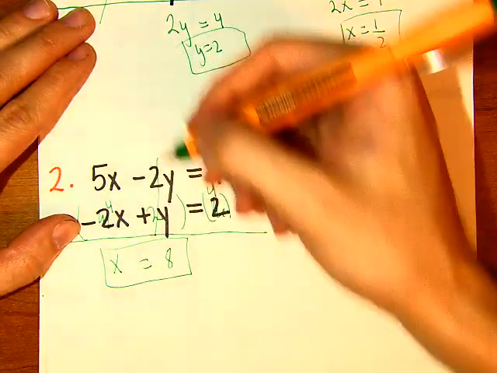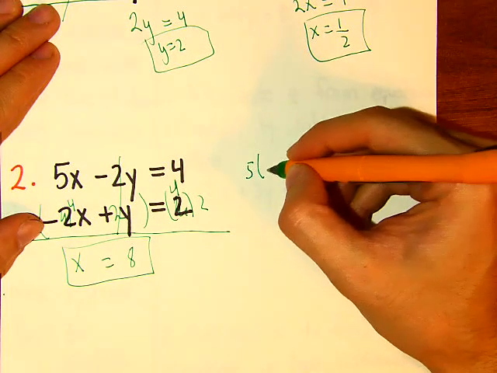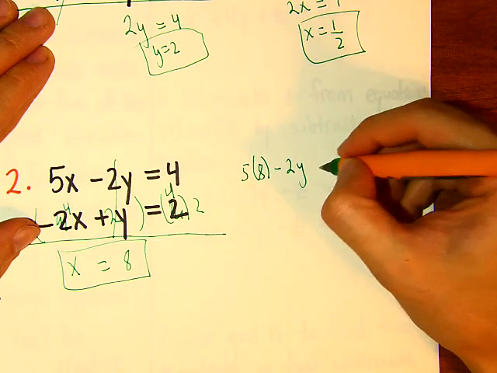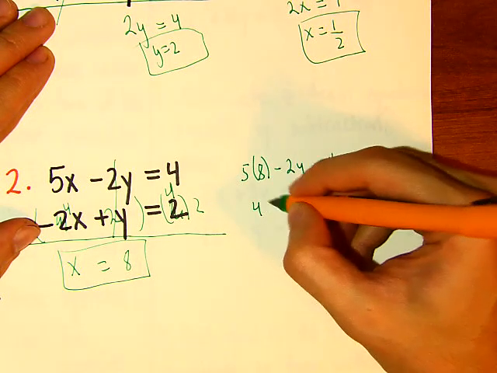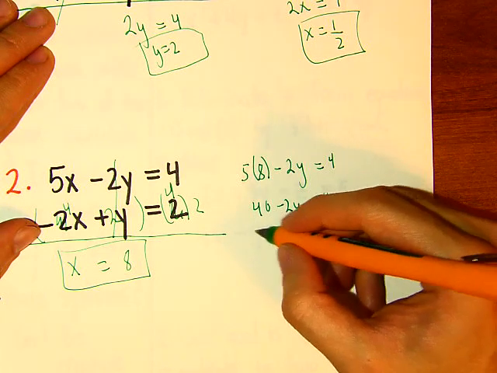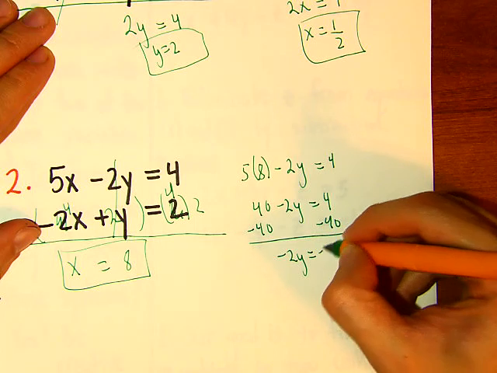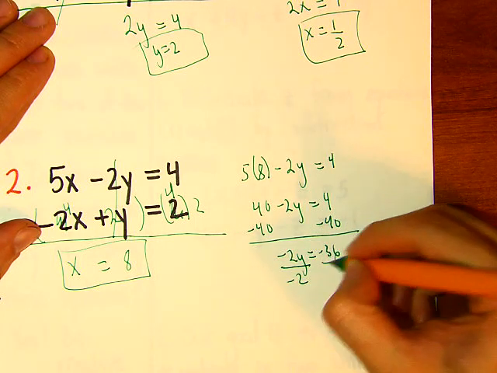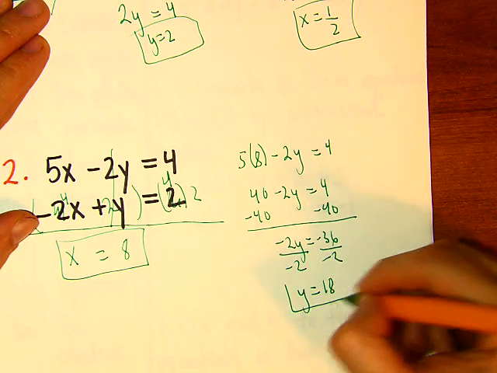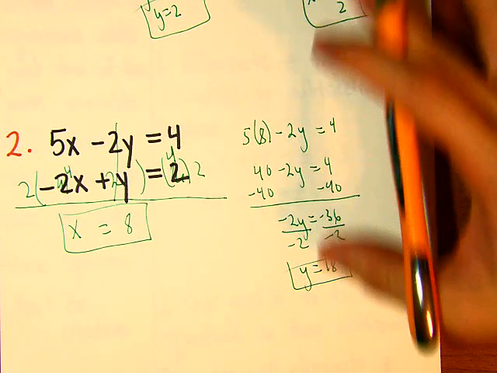Now here, you just plug it into any of the originals. So 5 times 8 minus 2y equals 4. 40 minus 2y is equal to 4. Minus 40, minus 40: minus 2y is equal to minus 36. Divide by minus 2, divide by minus 2, y is equal to 18. Bada bing, bada boom, bam. Okay, so here we're done with that.